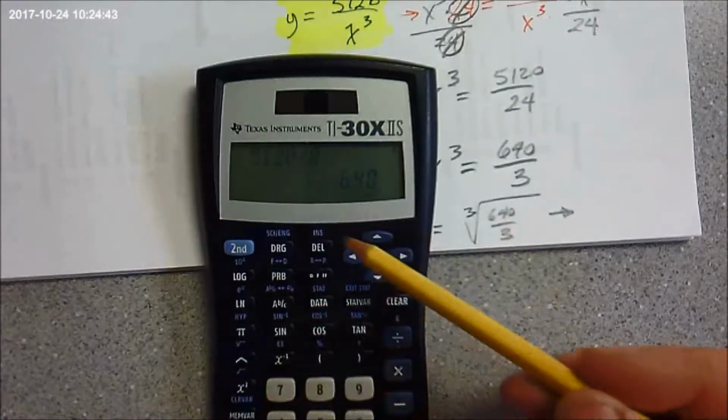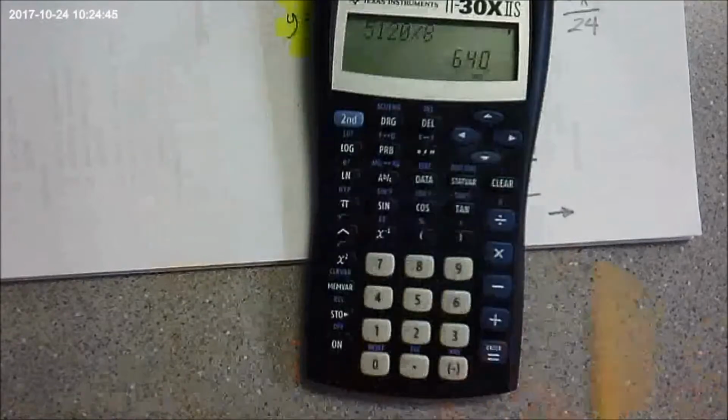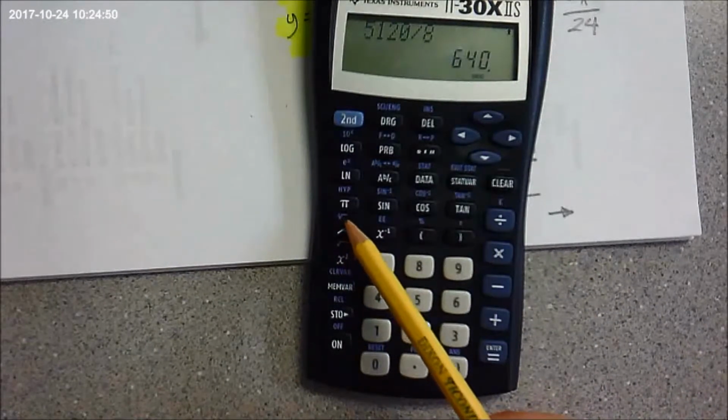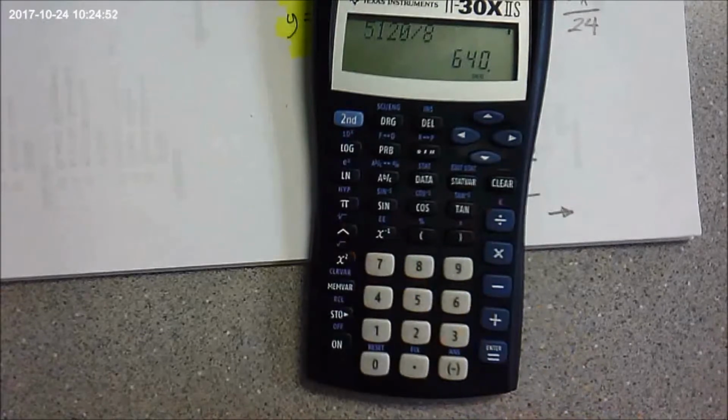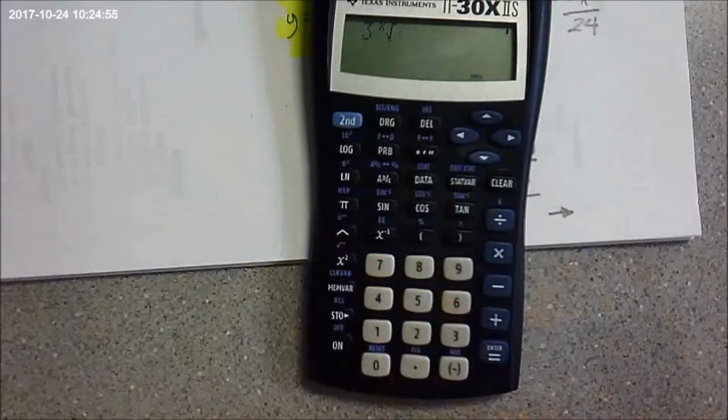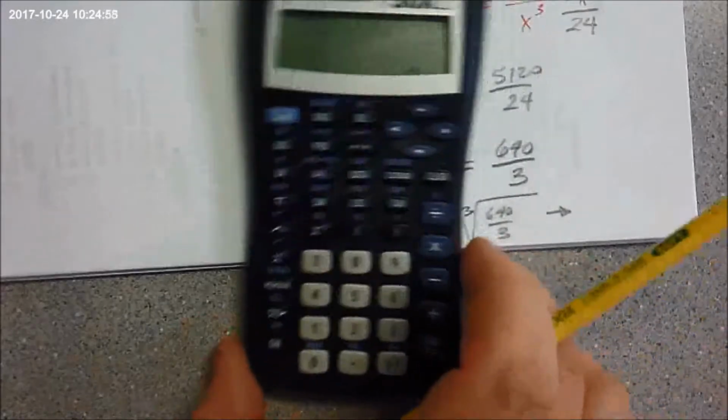Do you see? I got two ways I can do it. I can do it with this thing right here. Can you guys see there's an x above the little radical symbol? So you could actually do cube root: you would do 3, then second, and then that weird one right there. And then your number, which was 640 divided by 3.